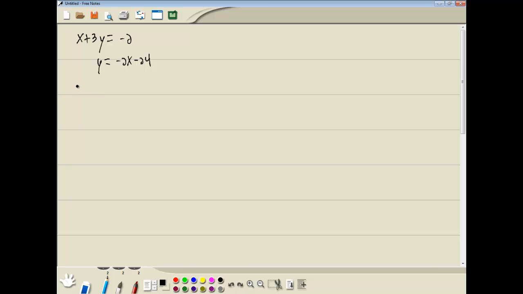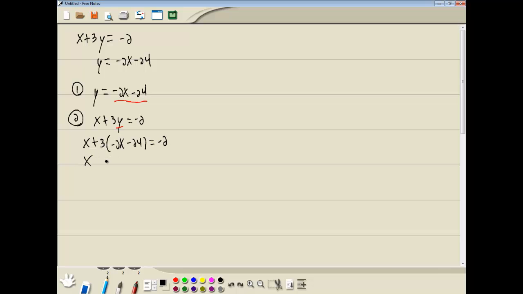Now our steps for using the substitution method. First step is solve one of the equations for one of the variables. Well, we'll choose our second equation because it's already solved for y. Step 2. Plug this into your other equation. Our other equation is x plus 3y is equal to negative 2. We just said y is equal to negative 2x minus 24. So we're going to replace the y here with negative 2x minus 24. So we've got x plus 3 times negative 2x minus 24.